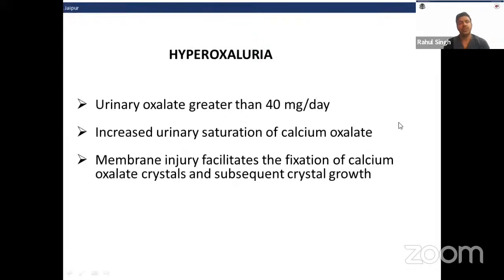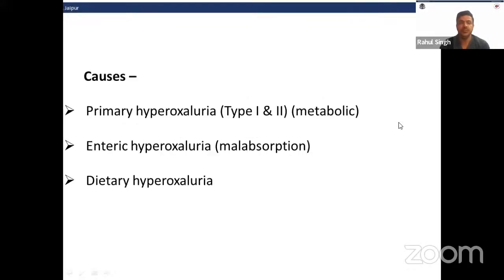Hyperoxaluria. Urinary oxalate greater than 40 milligrams per day leads to increased saturation of calcium oxalate. Membrane injury facilitates the fixation of calcium oxalate crystals and subsequent crystal growth.